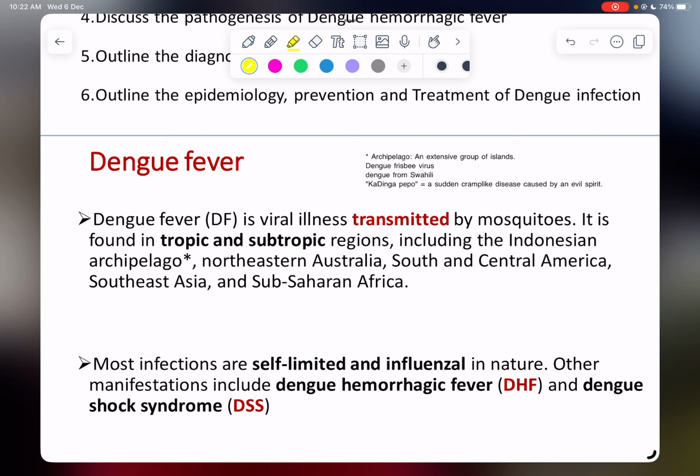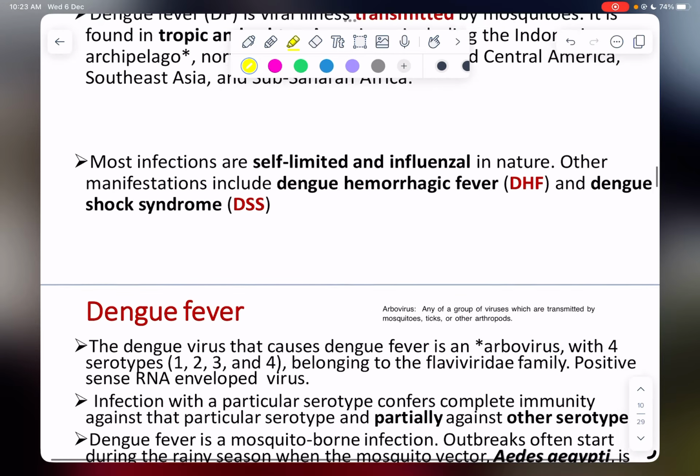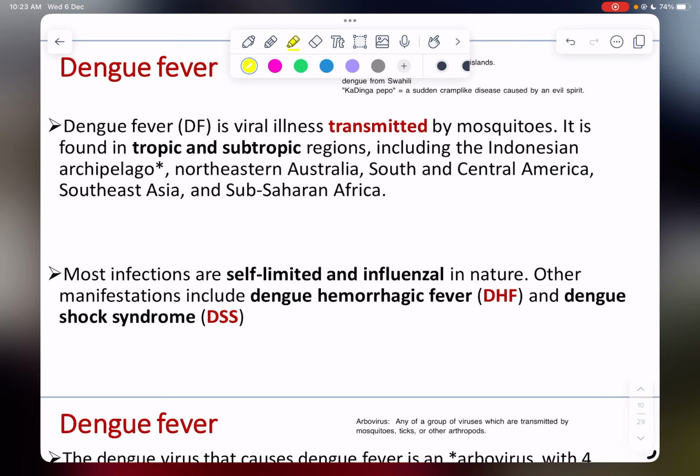Initially it was found in very localized regions. Now it is there in quite a big area of the tropics and subtropics, extending from the Indonesian archipelago, which is an extensive group of islands. This is a geographical triangle which includes other countries and islands of Indonesia, along with Australia, South and Central America, Southeast Asia, and even Sub-Saharan Africa. So a large bulk of the population is under the attack of this dengue virus, sparing some of the northern part of Europe.